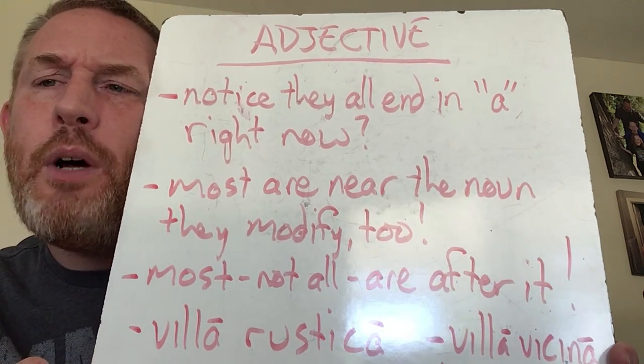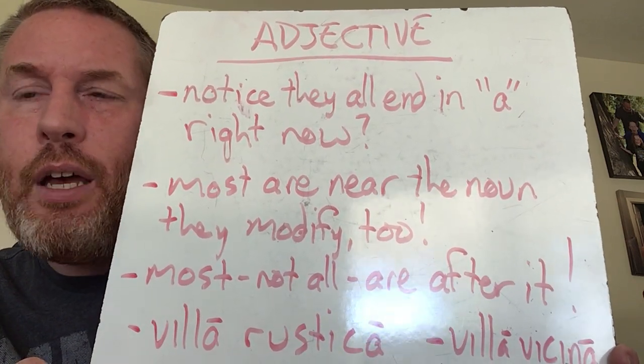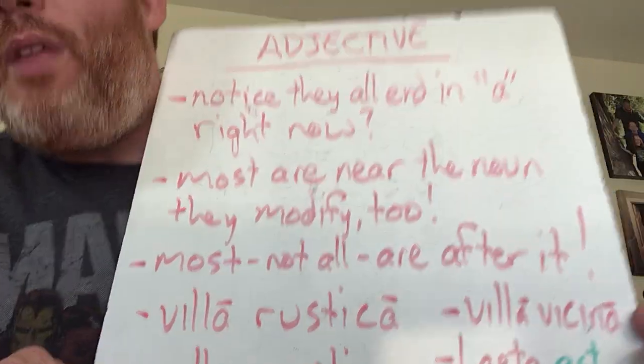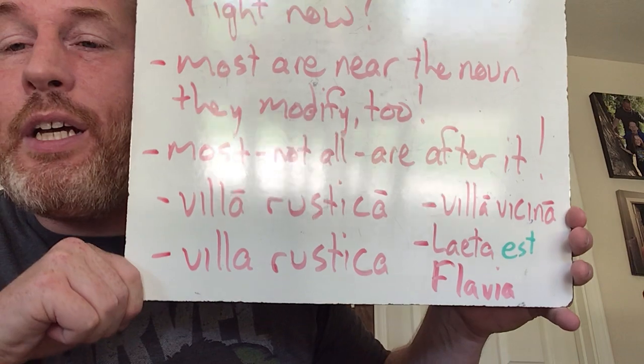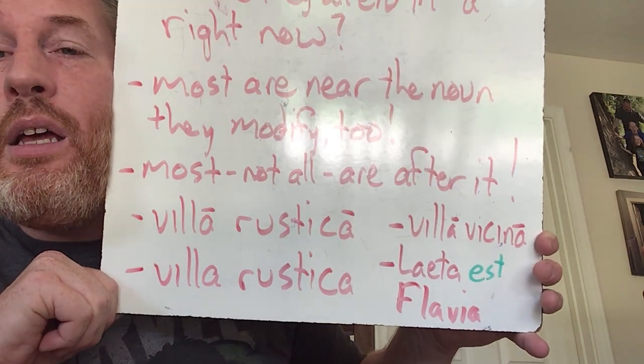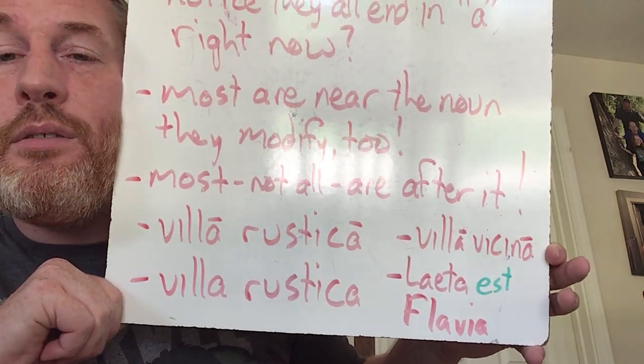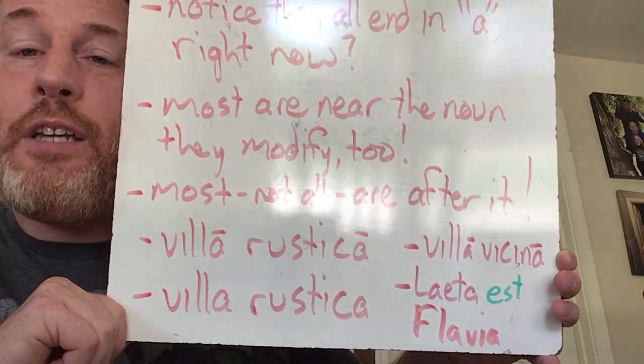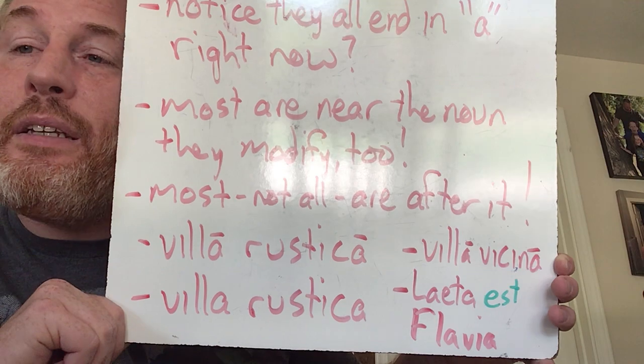This is true in Spanish as well, gato negro, the black cat. Okay, in English, we do the adjective, then the noun. It's kind of weird. But, so for instance, villa rustica, right? All of those, the adjective comes after the noun it's modifying. And all of them end in an A.